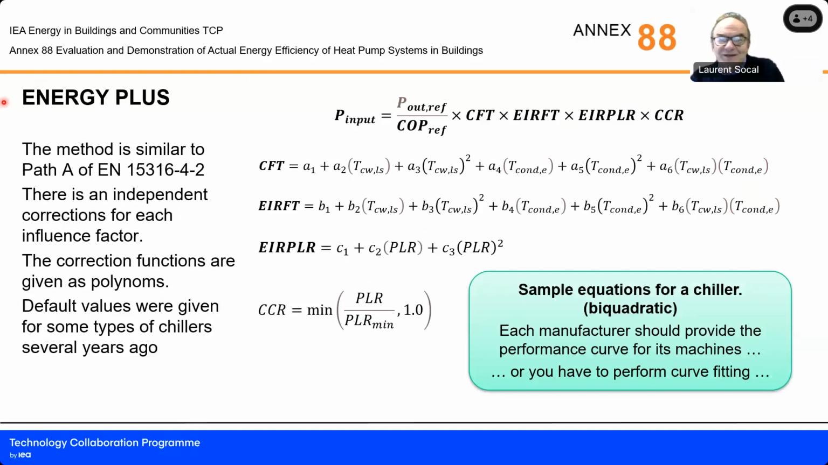What about EnergyPlus? EnergyPlus simply asks you, give me the performance map. That's it. Because in fact, the power input is your reference tested input multiplied by 3 correction factors, which are just polynomial equations. So you have either to ask the manufacturer to tell you all the factors, or you must do some curve fitting on the available data. So it's not really very supportive. These are just sample equations. There are also some default values, but they are from machines from several years ago.